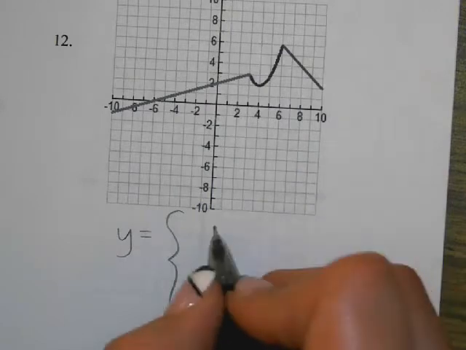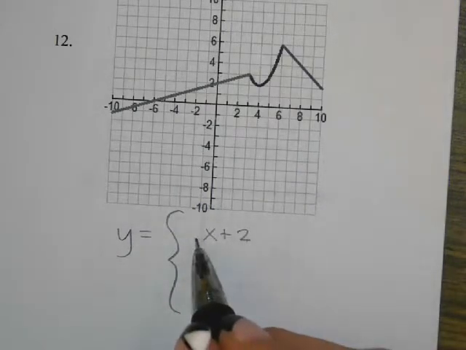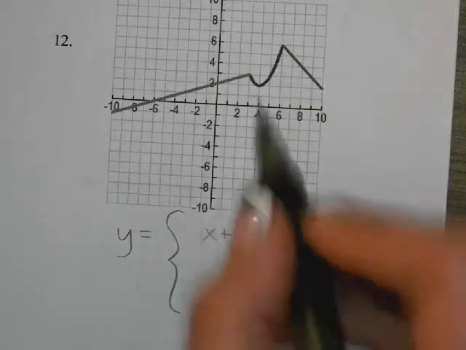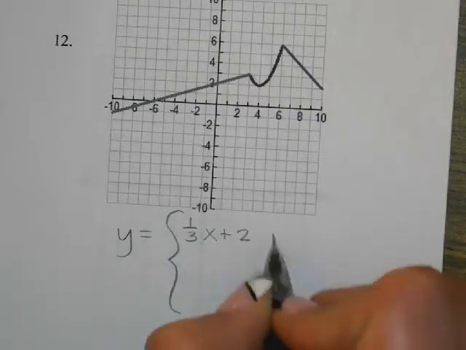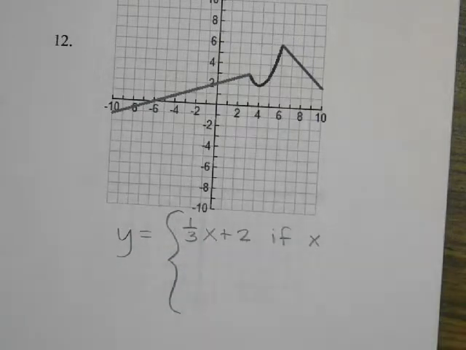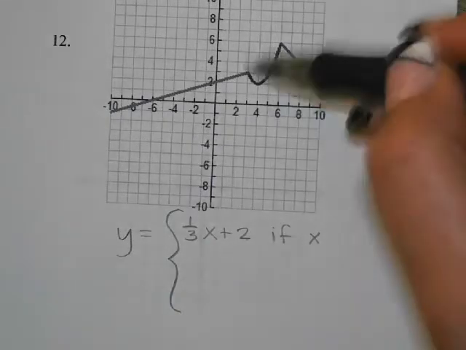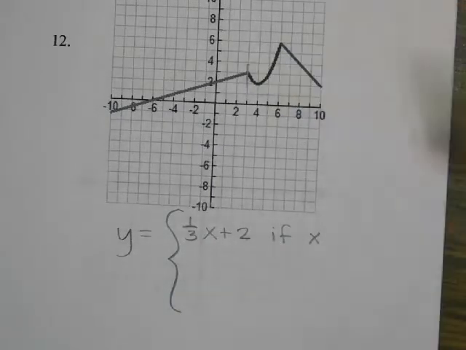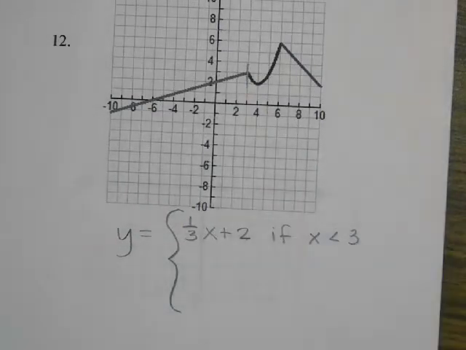I think it's 2. So it has a y-intercept of 2. What about the slope? 1/3. So it goes up 1, right 3. So the slope is 1/3. And what do we see about the x values? It breaks off right there. X is less than 3. Okay.